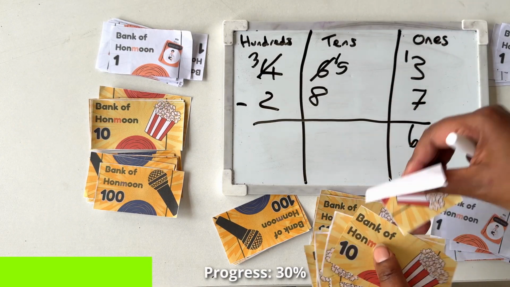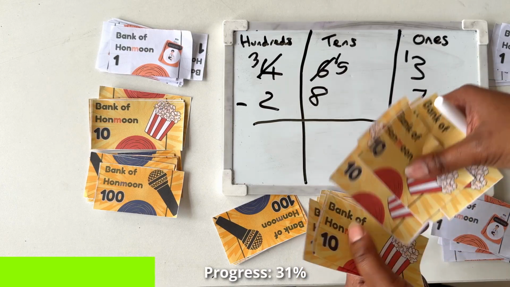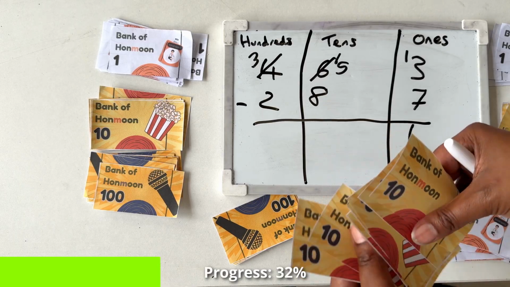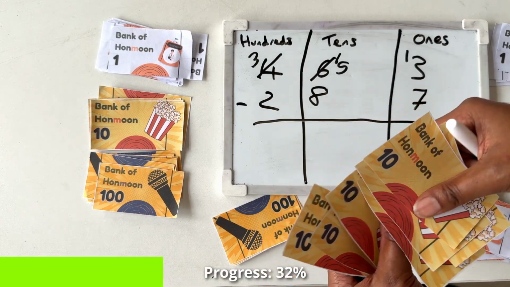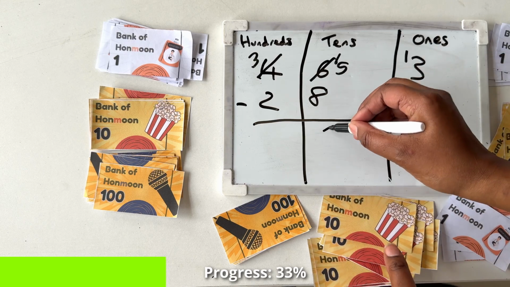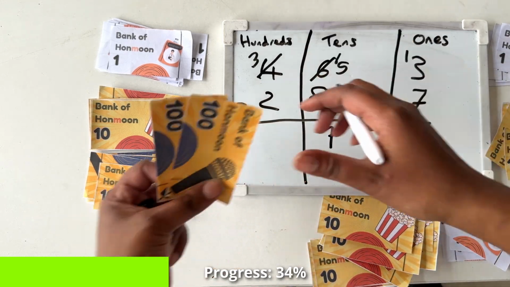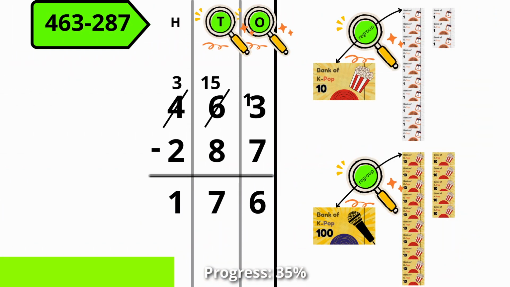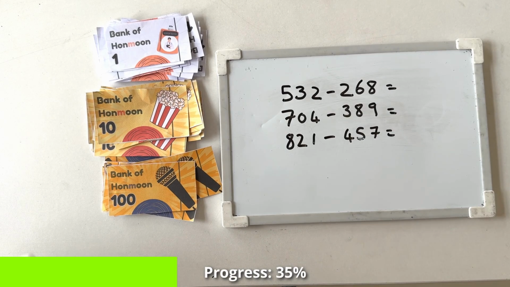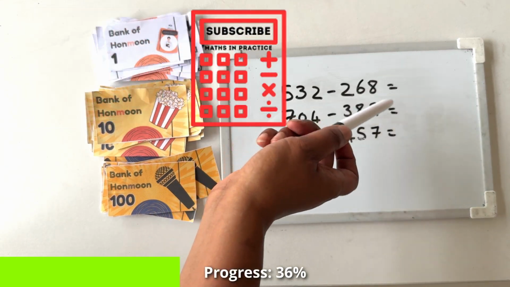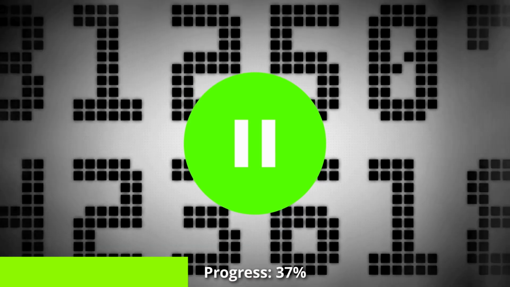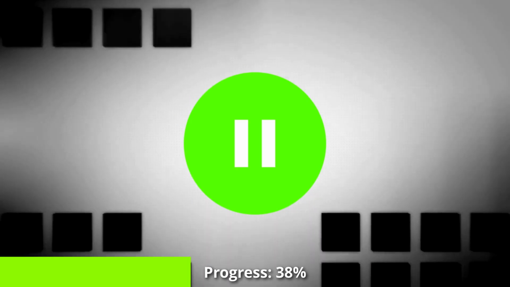I'm going to take 8 away. 1, 2, 3, 4, 5, 6, 7, 8. Which leaves me with 7. And 3 100s minus 2 leaves me with 1. So the answer is 176. Now it's your turn. Try 532 minus 268, 704 minus 389, and 821 minus 457. Pause the video and then head back, and we'll go through the answers.